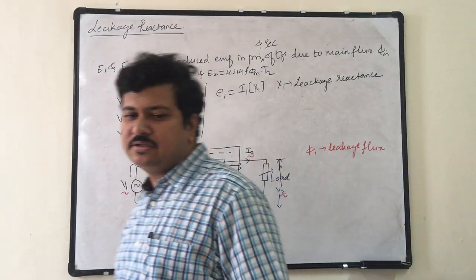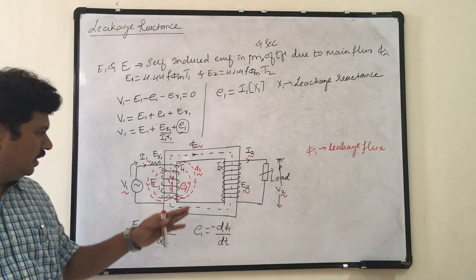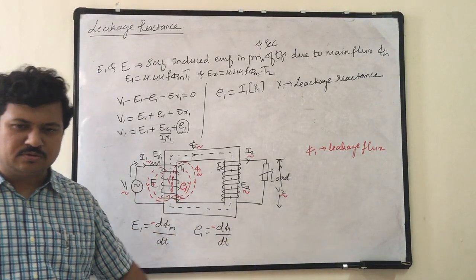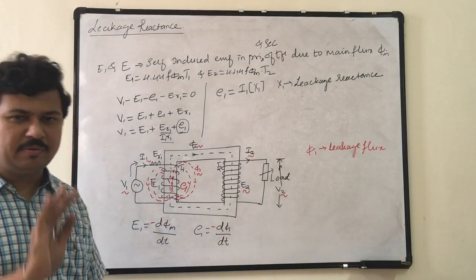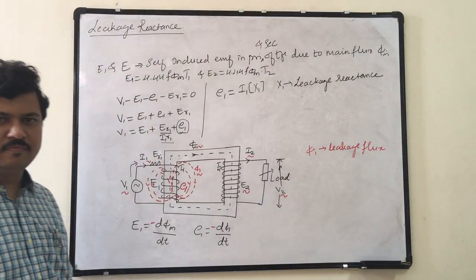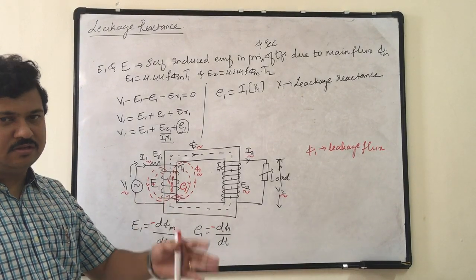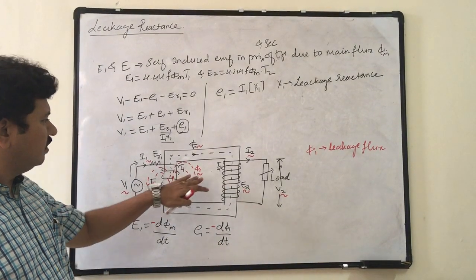Why is it called reactance? Because the induced EMF due to the leakage flux is reacting back on the source. It is always reacting back on the source, whether it is in a transformer or generator or anywhere. Hence it is called leakage reactance.